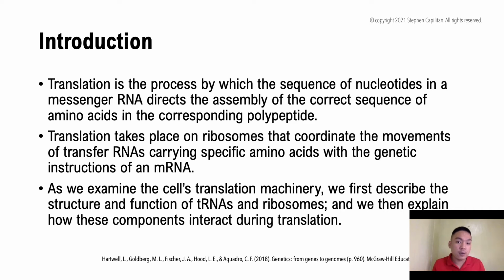So the correct sequence of your polypeptide, or amino acids, reflects the sequence of nucleotides in your mRNA. It takes place on ribosomes, and it coordinates the movements of transfer RNA, or tRNA, which carries specific amino acids, with the genetic instructions of an mRNA. As we examine your cell's translation machinery, we first describe the structure and function of tRNAs and ribosomes, and we then explain how these components interact during translation.